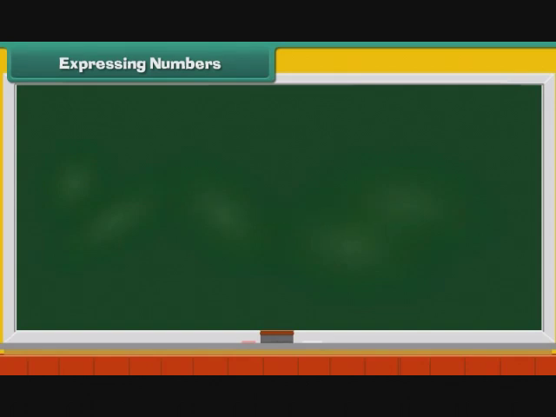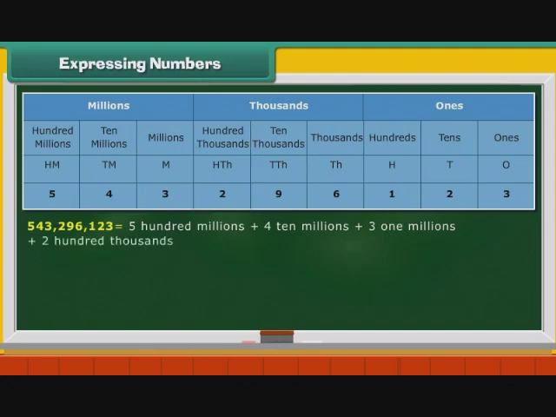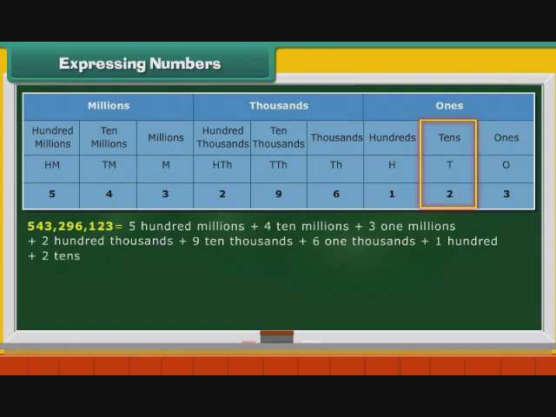First, we arrange the number in the International Place Value chart. 543,296,123 may be expressed in expanded form as 500 millions plus 40 millions plus 3 millions plus 200 thousands plus 9 ten thousands plus 6 one thousands plus 100 plus 2 tens plus 3 ones.